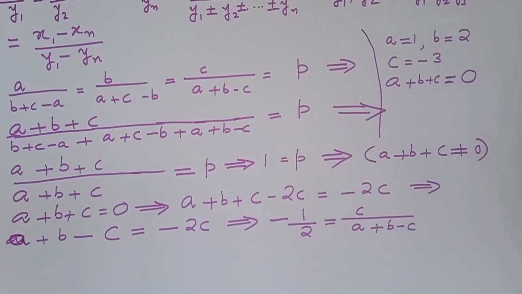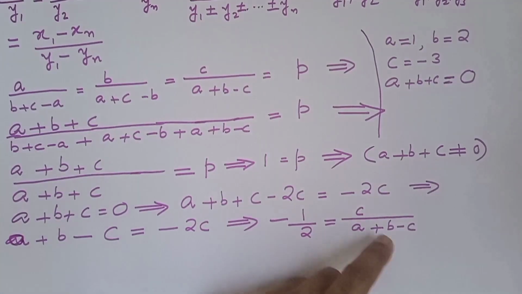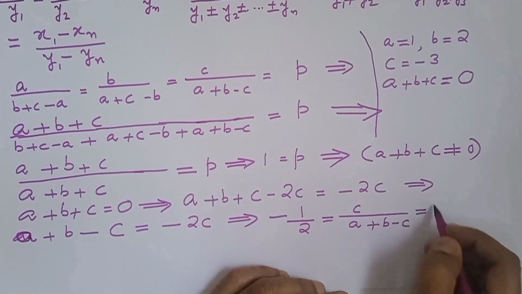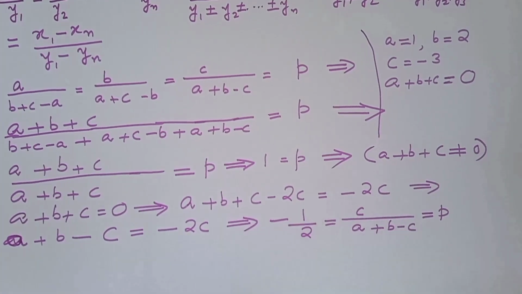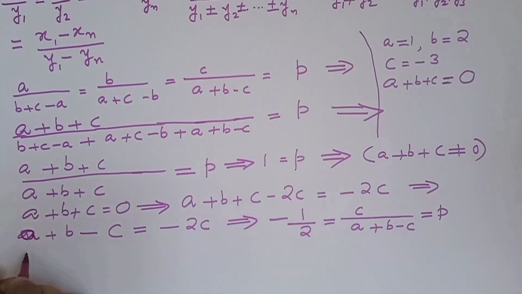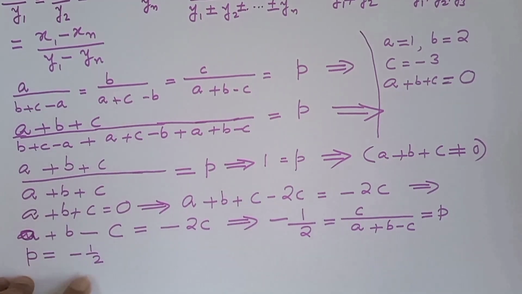Now look at this. What is this? This is one of the expressions given here. That means this you can equate to P. So what do you have? P is equal to minus 1 by 2. So what do you observe? This gives you P is equal to minus 1 by 2.